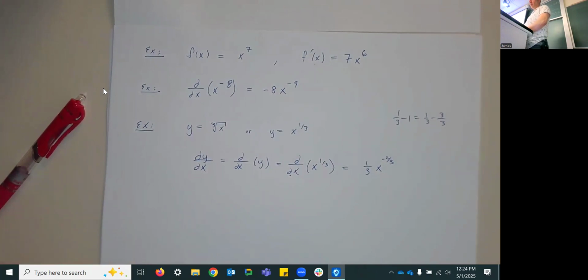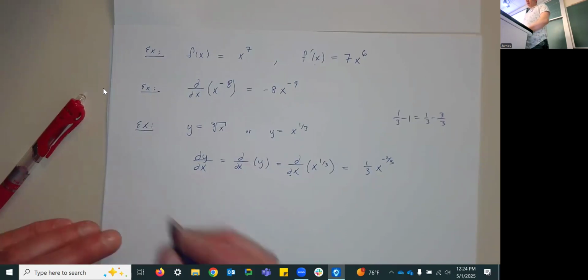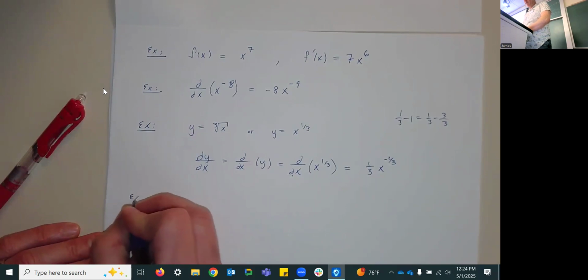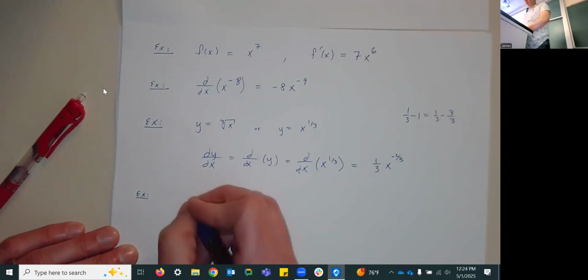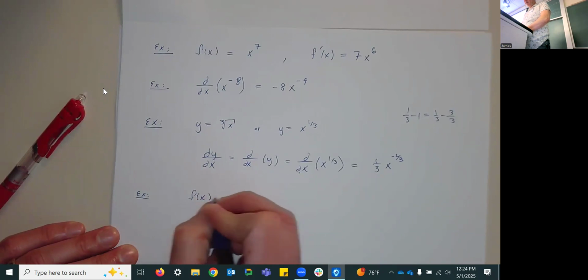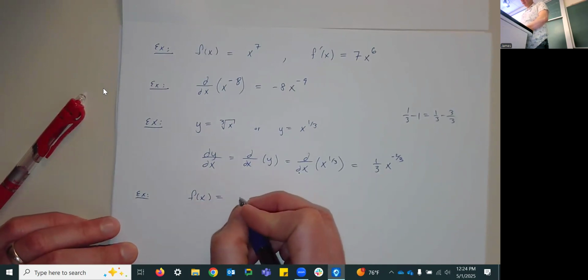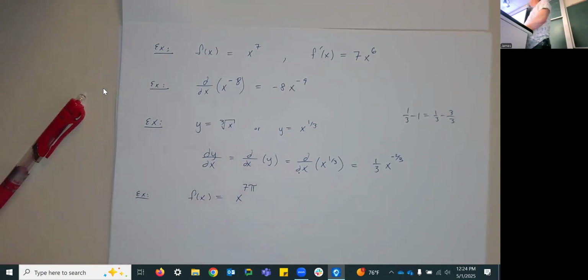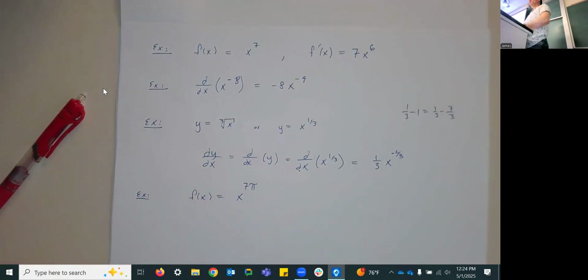I think there's one other thing I wanted to say here. What if our function was something like f of x equal to something gross like x to the 7 pi? I don't know what 7 pi is. It's bigger than 21 because pi is bigger than 3. I don't care. All I'm going to do is throw the same rule at this thing.